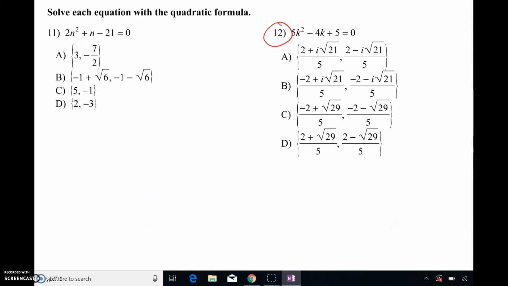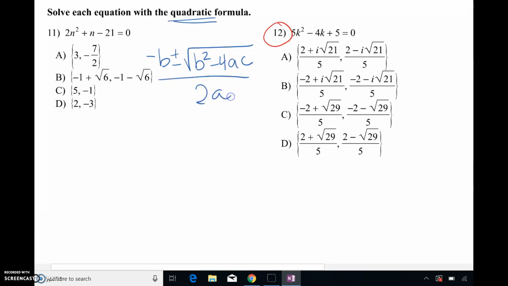All right, so the next one you asked for was number 12, and it says to solve with the quadratic formula. Most of you probably didn't know how to do this because you don't remember the quadratic formula. So negative b plus or minus the square root of b squared minus 4ac all over 2a. So I need to identify what a, b, and c are so that I can plug this in. And it's already in standard form, right? ax squared plus bx plus c equals 0.